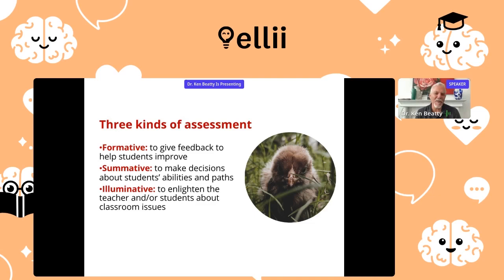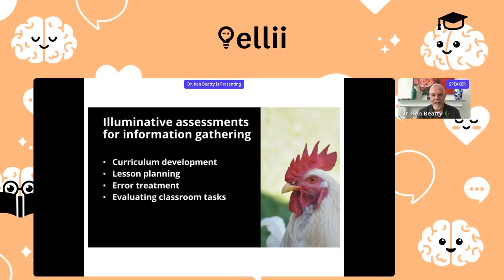A very simple way to do it is just to take a little piece of paper and give it out to each student. Say, what's one thing you really like today? What's one thing that could be better or you'd rather not do? Or just after an activity, say, okay, we tried that game. How many people liked it? Should we do it again sometime? And get that kind of illuminative feedback to shape your learning, your personal development. Illuminative assessments are really for information gathering, and so it's not going into a mark for the student.